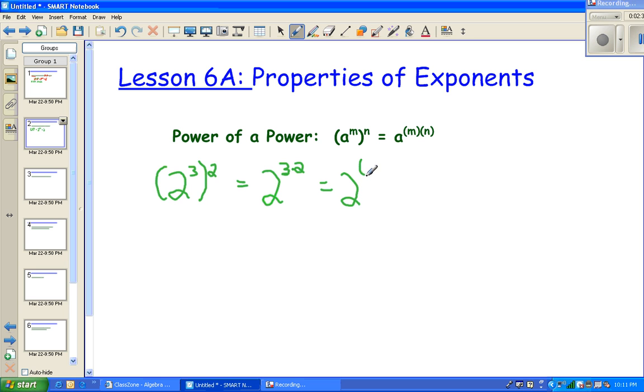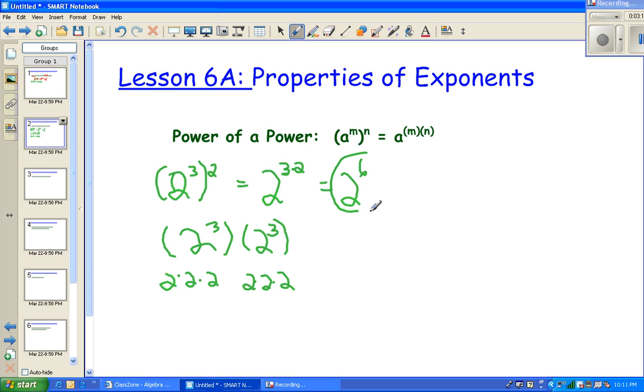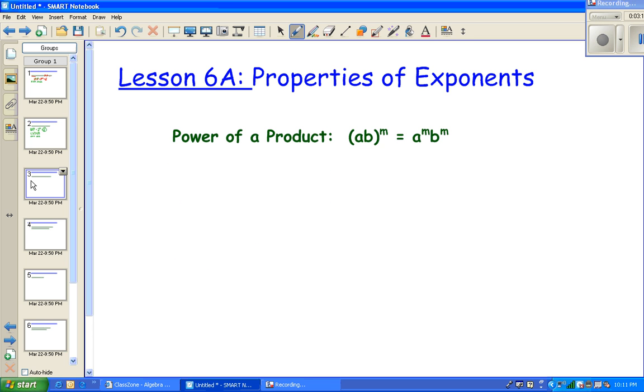squared, which means that's going to be 2, and then you would multiply the exponents together, and 3 times 2 gives you 6. Another way to look at this is it's 2 sets of 2 cubed. Remember, the exponent tells you how many groups of this you have. And so that's going to be 3 groups of 2, and then another 3 groups of 2. So in the end, you have 1, 2, 3, 4, 5, 6 2s, which is why your final answer is 2 to the 6th power.